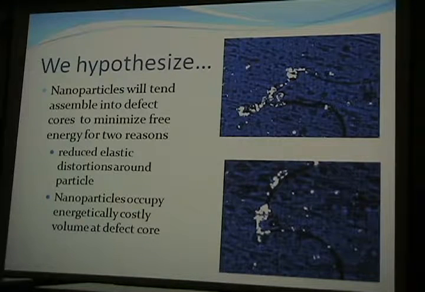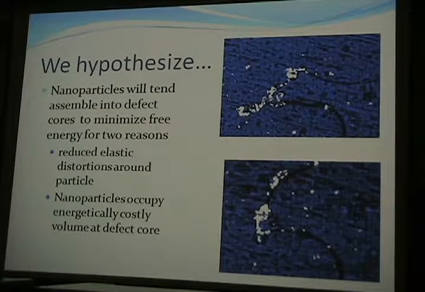So first of all, if they're in the defect core, it's going to reduce the elastic distortions around the particle. And secondly, these nanoparticles will occupy some of the energetically costly volume at the defect core. So for these two reasons, we should see the self-assembly of these nanoparticles in defect cores. And these are two images showing exactly this.